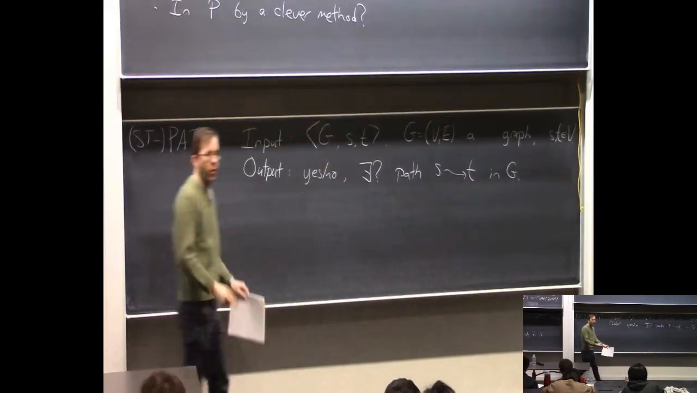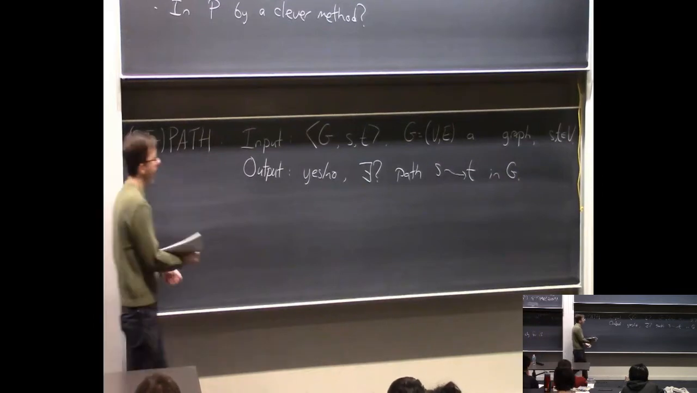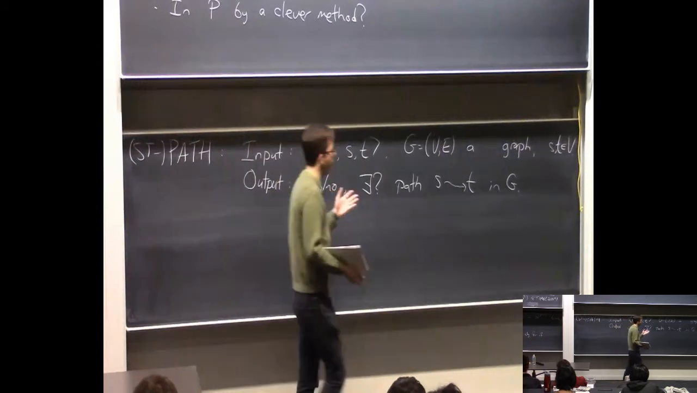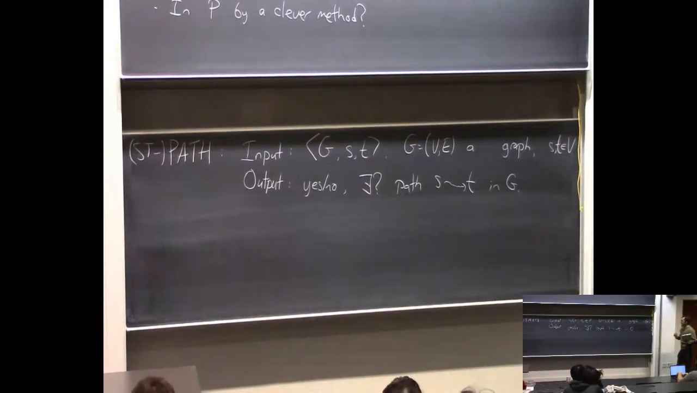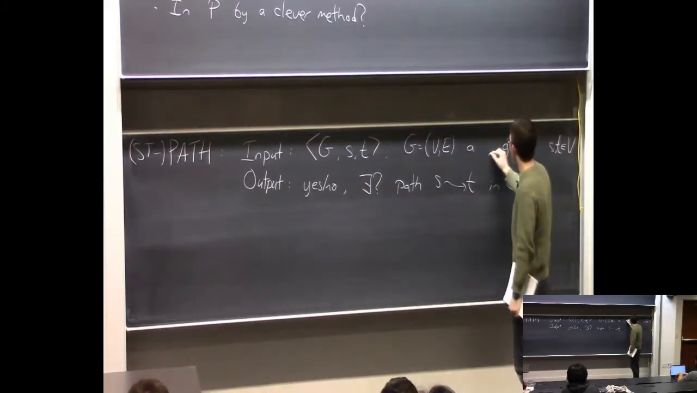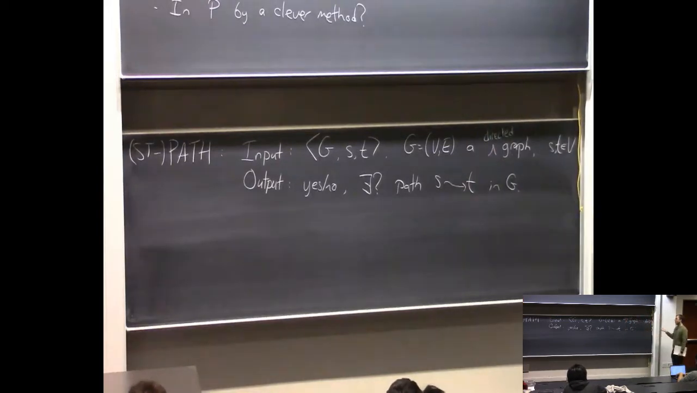So the input's a graph and two named vertices, and you just have to know, can you get from S to T in G? Let me emphasize that when you say graph, you might ask, is it a directed or an undirected graph? Most of the time I consider undirected graphs. But for this problem, I definitely mean a directed graph. It's not a big deal. It's potentially harder in directed graphs, but as we'll see, it's not actually harder.